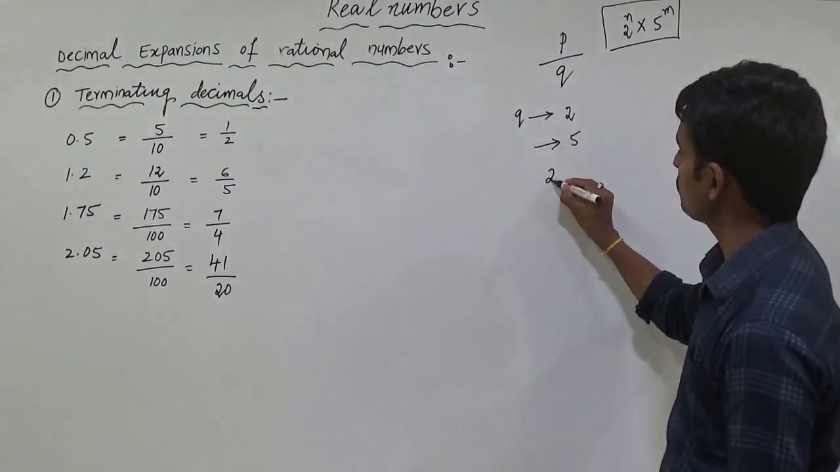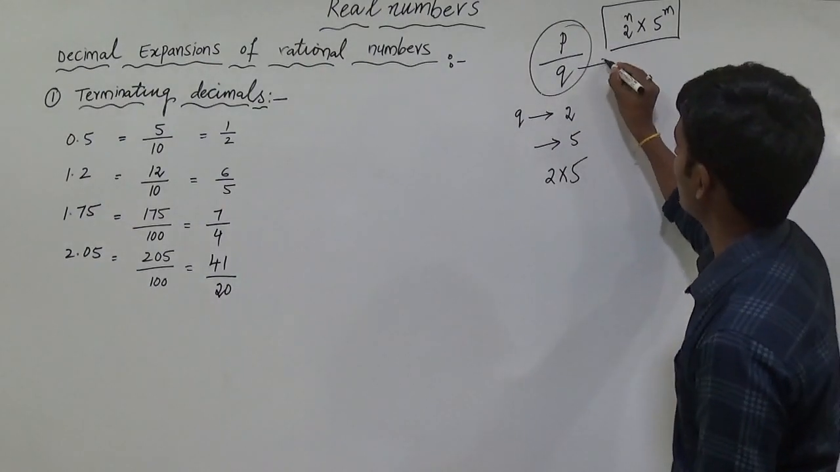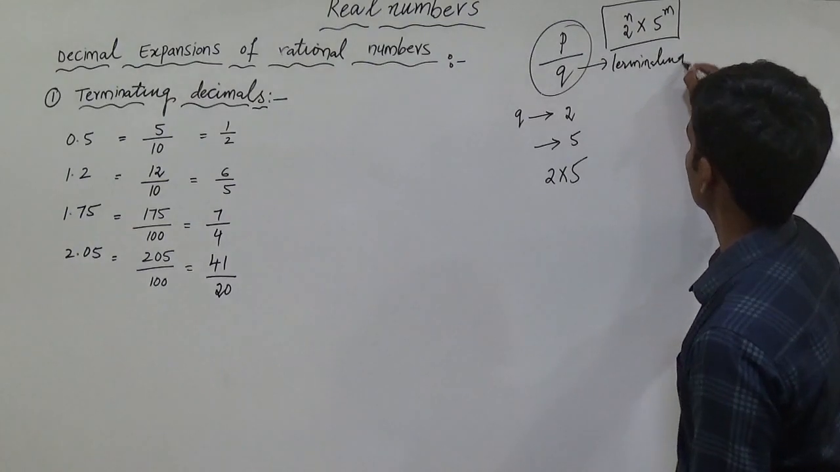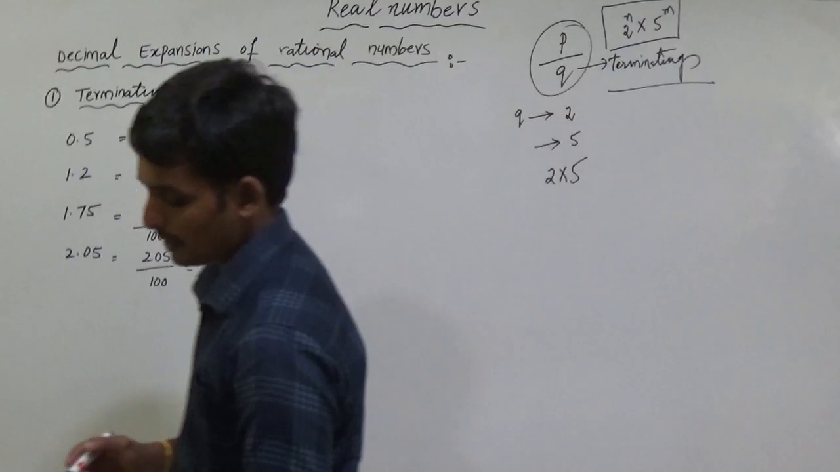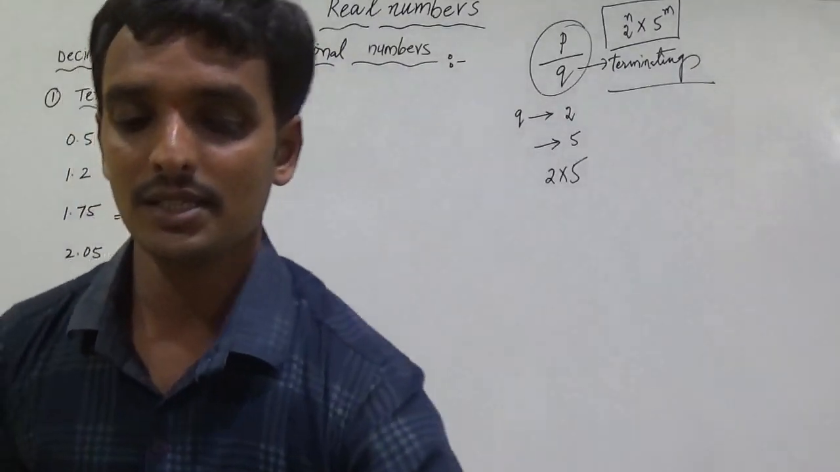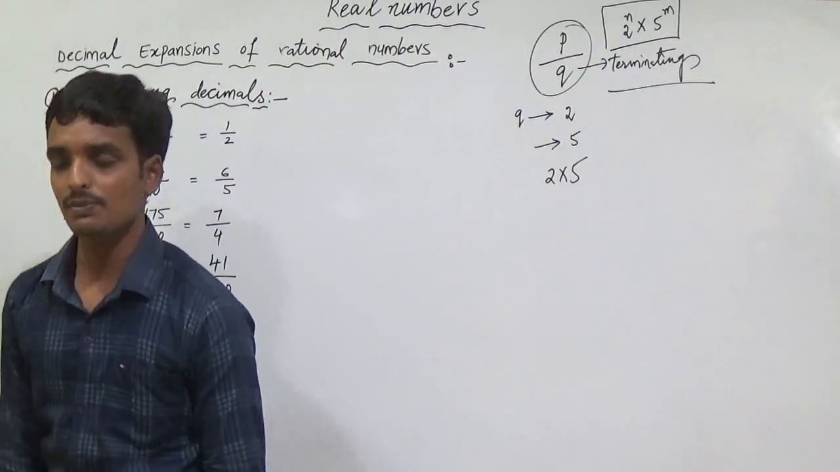If there are 2's and 5's both, then the given p by q has a terminating decimal expansion. When the rational number has a terminating decimal expansion. I hope you understand. If you can't understand, I will explain again.